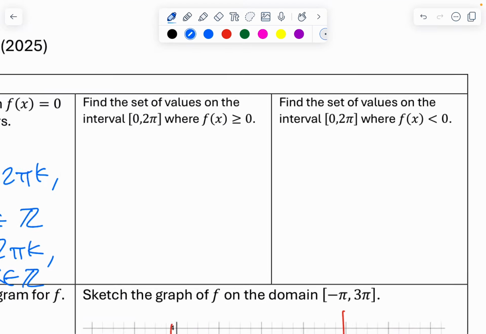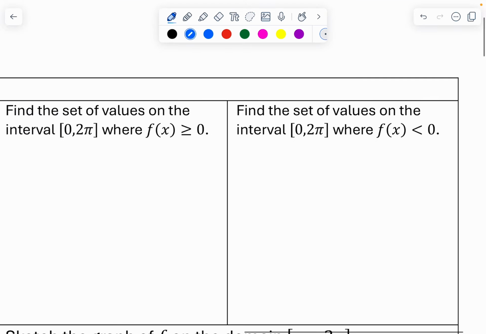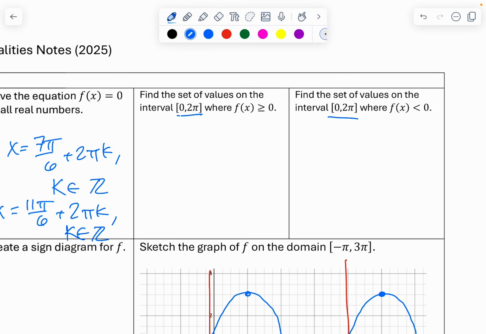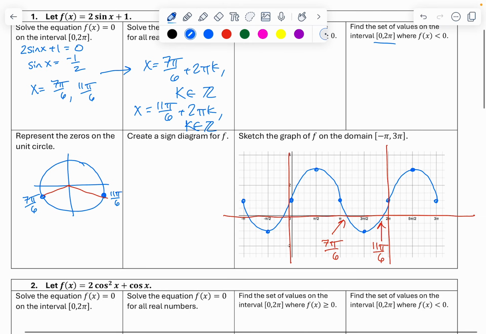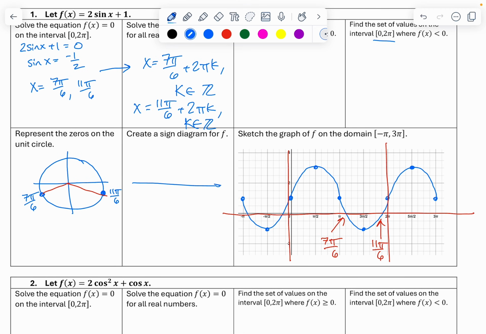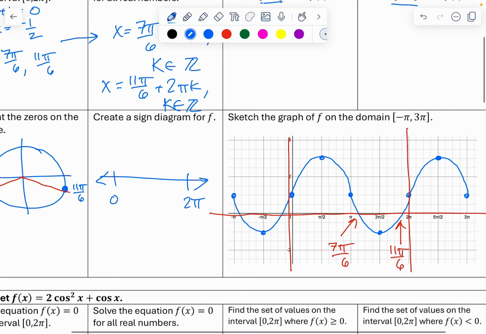So notice these 2 problems that I wrote you. They give you a particular interval, so we're going to live in the world from 0 to 2 pi. And so when I go to do a sign diagram, I'm going to go from 0 to 2 pi. Sometimes I do dotted lines to show where it's a 0, and sometimes I don't. But 0 and 2 pi are not actually zeros of this curve. So the zeros would be 7 pi over 6.